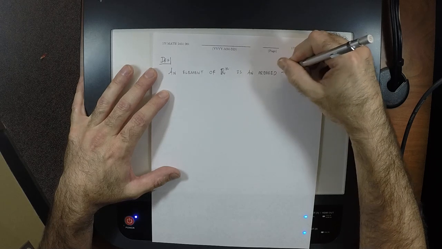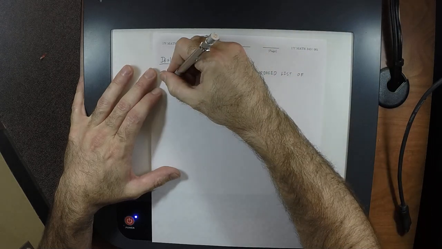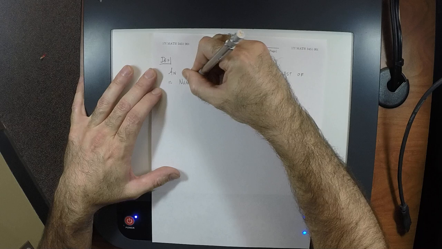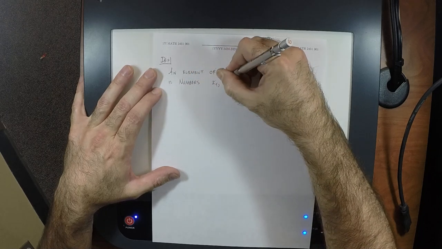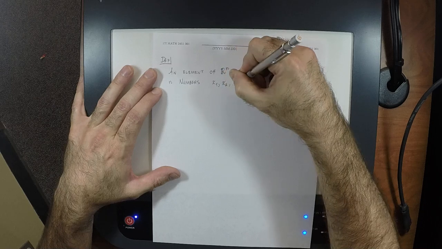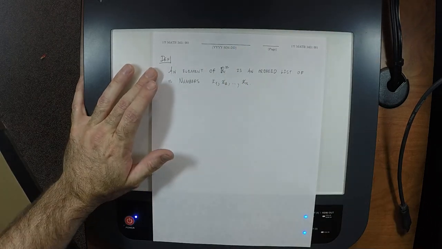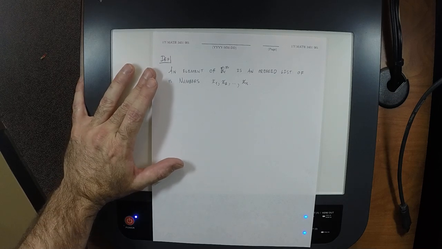An ordered list of n numbers in the reals: x1, x2, dot dot dot, xn. So, like, R2 is an ordered list of two numbers, x1 and x2, etc.